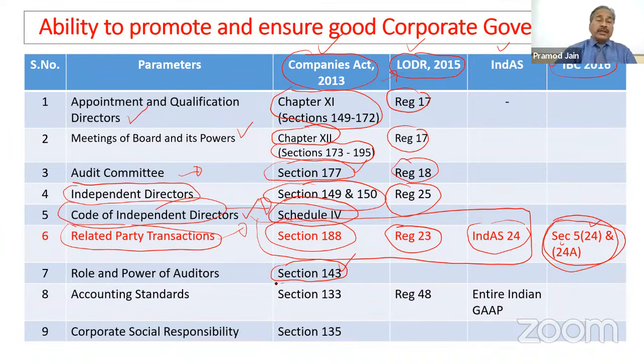Then, of course, look at the accounting standards, and accounting standards are covered under Section 133 of the Companies Act. Regulation 48 of the LODR also stipulates certain obligations with regard to the financial reporting by a company. And as an independent director, remember, you have to really be well versed with this aspect. And as far as the Ind AS are concerned, remember, you really have to have good understanding.